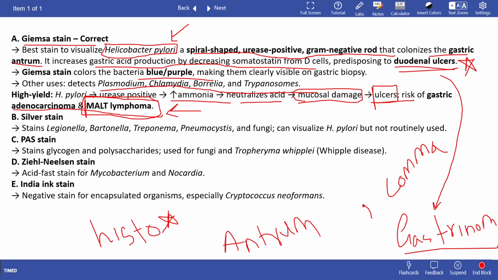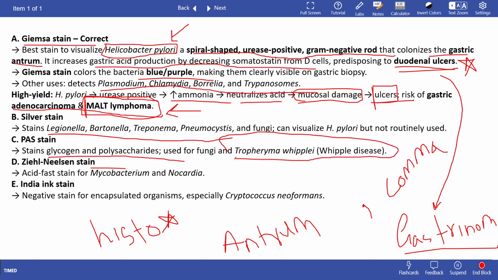Other stains are also useful. Silver stain is mostly useful for Legionella and Bartonella. The PAS stain is basically used to stain glycogen and polysaccharides. For Tropheryma whipplei, we use it classically. We can also use it for some fungi. Ziehl-Neelsen stain is classically used for Mycobacterium and Nocardia, for acid-fast organisms. And India ink is used for Cryptococcus.